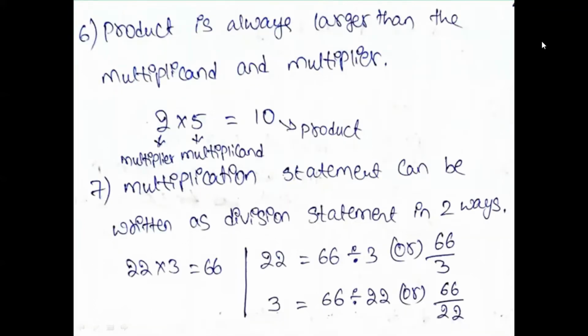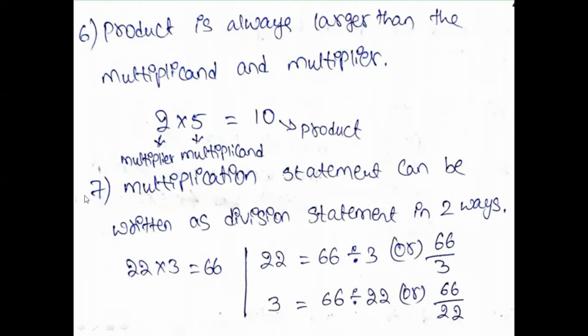Sixth one, the product is always larger than the multiplicand and multiplier. See, for example, 2 into 5. 2 5 is 10. So here is the multiplier and the multiplicand. The product should always be larger than the multiplicand and multiplier. 10 is the product.